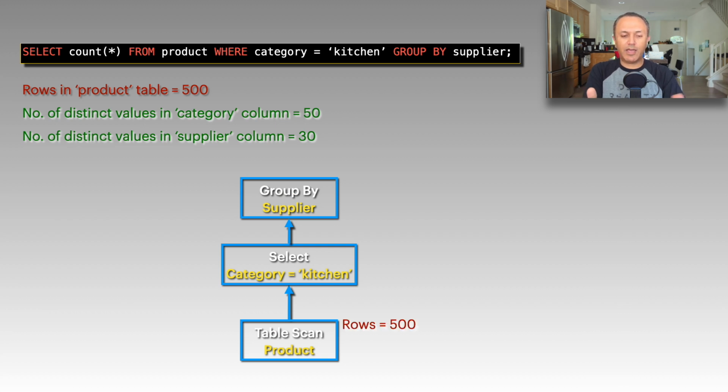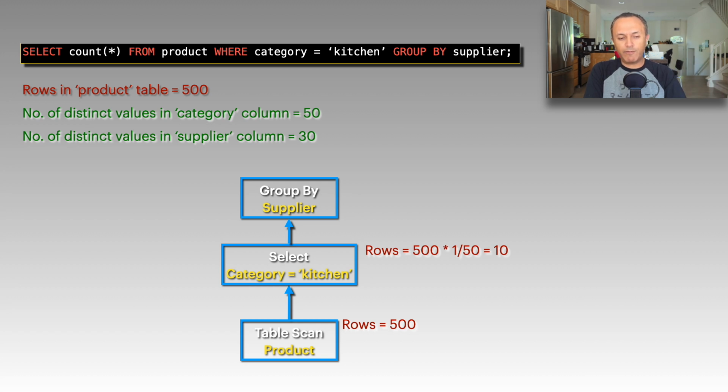The table scan output cardinality will be the number of rows in the table. Now we have a selection. Assuming uniformity, because we don't have any better information, and because we have 50 distinct values in the category column, we're going to assume that each of these values exists equally. Since we're selecting only one value, category equals kitchen, this should be 1/50 of the rows, which is only 10 rows. So this is the estimate for the output of the selection.